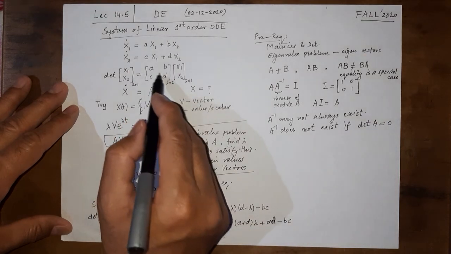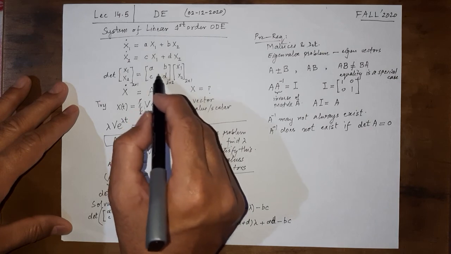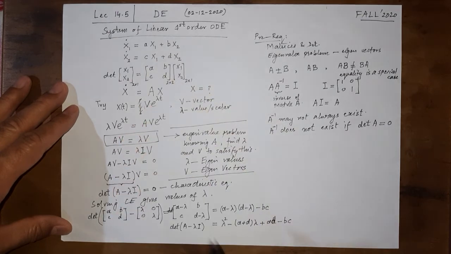a and d are the diagonal elements of the matrix A. This has a name. When you sum a and d, the diagonal elements of a matrix, it is called the trace of a matrix. So this is the trace of matrix A times lambda, and what is this? ad minus bc. It has a name as well: the determinant of matrix A. So the determinant of A minus lambda I is equal to this thing.